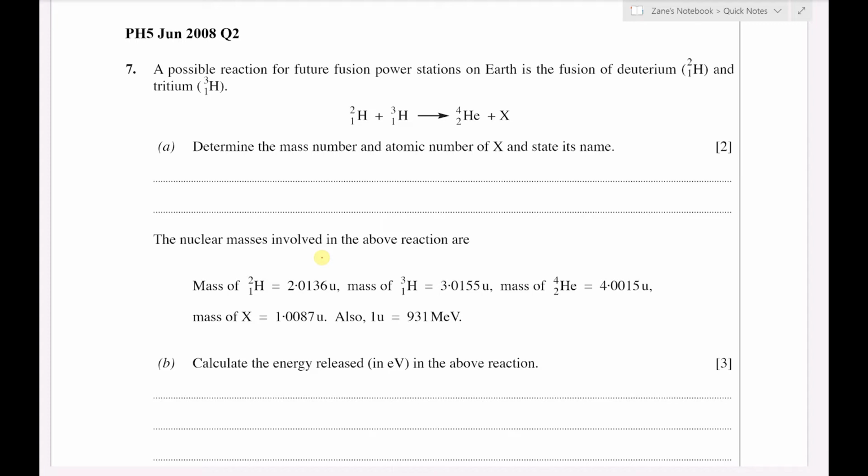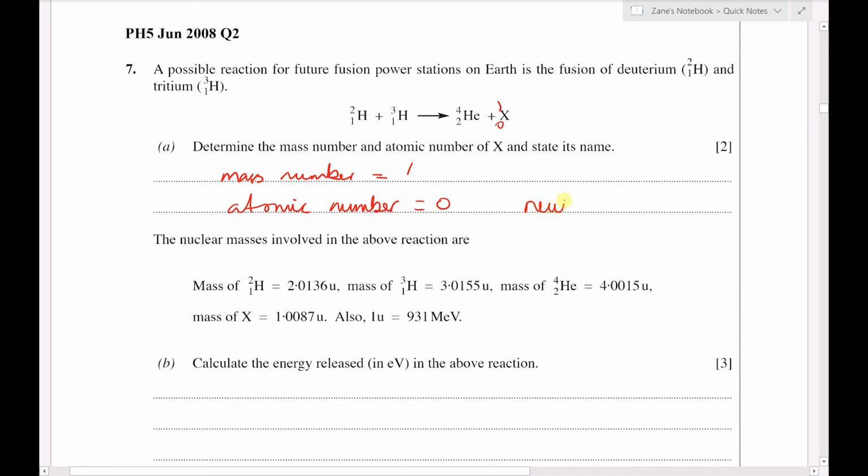Well, remember that the mass numbers and the atomic numbers are basically equations here. Looking at mass numbers, we've got 2 plus 3 on the left and 4 on the right, so there must be a 1 for the mass number for X. Similarly on the bottom, we've got 1 and 1 on the left, 2 on the right, so the numbers are already balanced, so the atomic number must be 0. Let's write them down for clarity: the mass number is 1, the atomic number is 0. So our particle is a particle that's in the nucleus. It is a nucleon, but it's not a proton, so X is a neutron.